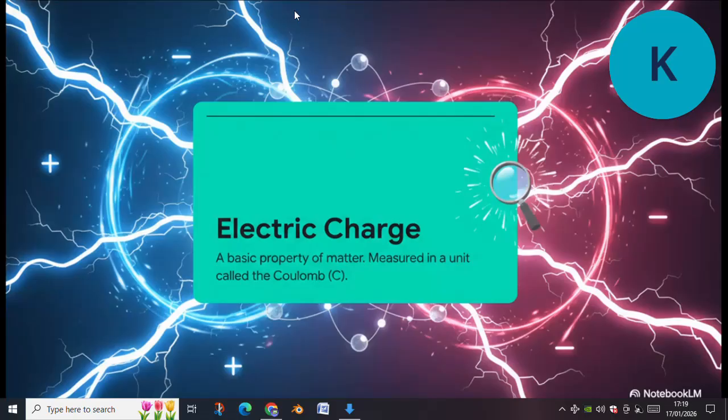So this whole positive and negative thing, that's a basic property of all matter, and we call it electric charge. And like any property, we need a way to measure it. The unit we use is called the coulomb. It's the basic yardstick we use for quantifying electricity.